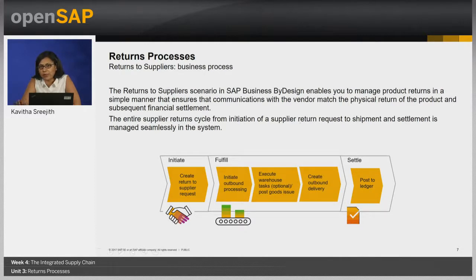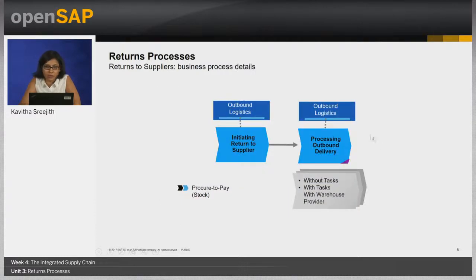The entire supplier return cycle from the initiation of supplier return request to shipment to settlement is seamlessly managed in the system. The process consists of 3 phases: initiate, that is the initiation of the return to supplier request; fulfill, that is fulfillment via the outbound processing based on the return to supplier request; and then finally settlement, that is the settlement via financials. The return to supplier can be initiated from the outbound logistics processing as well as the procurement work centers. We shall see both these options during our demo.